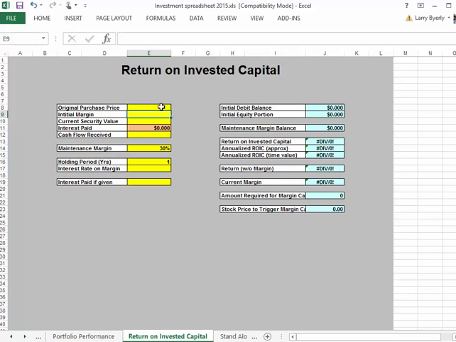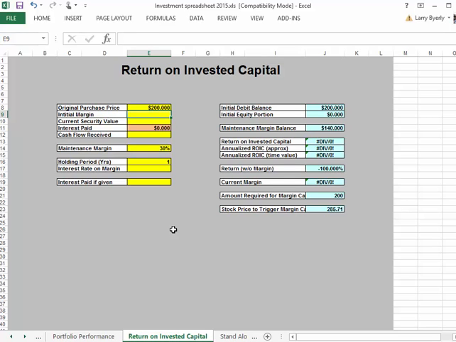Okay, in this little worksheet, we're going to talk about the worksheet called Return on Invested Capital. So let's say that we've purchased a stock, and this stock costs $200 to buy a share of stock. Now, we can do one of two things. We can purchase this stock for $200 a share, or we can create a margin account with the brokerage firm.